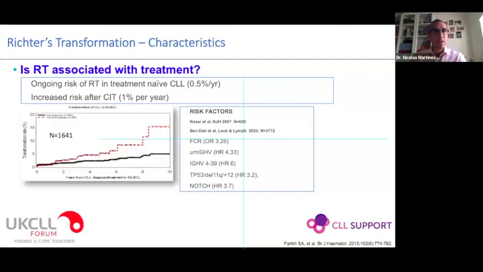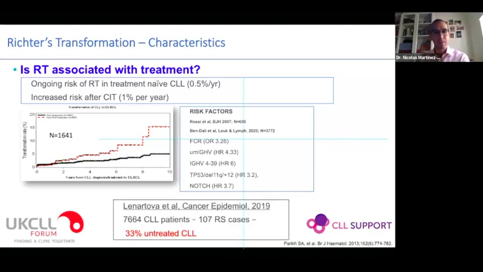And this is the incidence curve of Richter's from another really big series of nearly 1,600 patients. As you can see, the incidence of Richter's from diagnosis and from treatment is very different, meaning, in other words, that the treatment does have an impact on the incidence of Richter's compared to the treatment-naive CLL. And another big series published in 2019 with nearly 7,000 patients demonstrated that about a third of the cases appear in untreated CLL. So there is still a risk for people even if they haven't had any treatment.